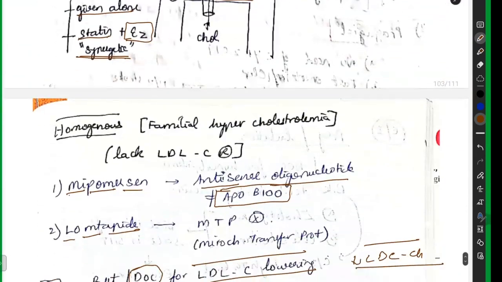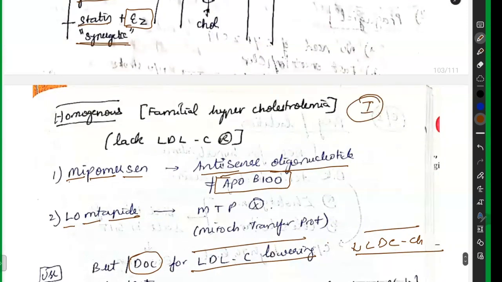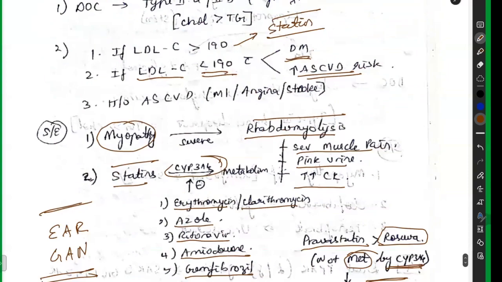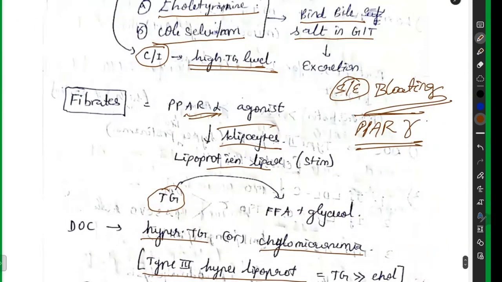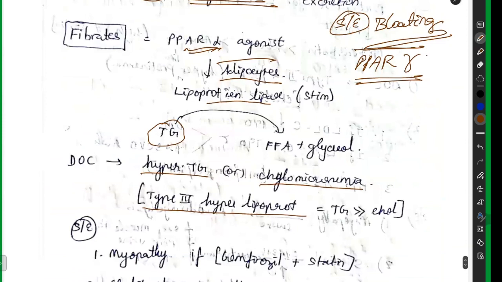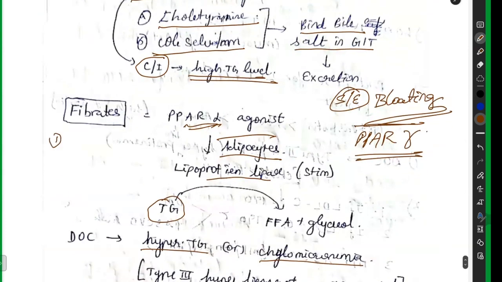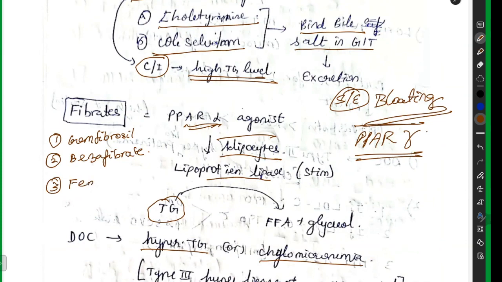And when it is familial hyperlipoproteinemia type 1, you go for mipomersen and lomitapide. Lomitapide you are going to give in the type 1 hypercholesterolemia. In your type 3 hypercholesterolemia, you go for the fibrates. So what are the examples of fibrate? Just note it down below this. Number one is gemfibrozil. Number two is bezafibrate. Number three, the one which is most commonly used, is fenofibrate. Fenofibrate is the most common drug used as a fibrate.